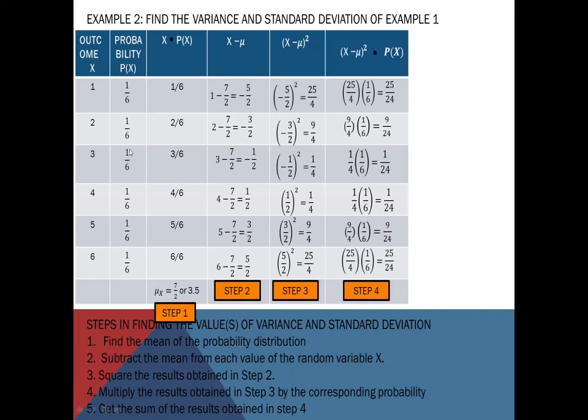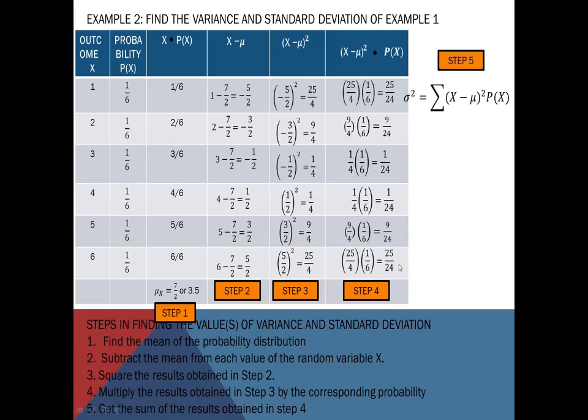Now, we are in the last step for finding the variance and standard deviation. We need to get the sum of the results obtained in step 4. The sum is the result of adding, so we add all the results from step 4. You just get your calculator, class, and add: 25 over 24 plus 9 over 4 plus 1 over 24 plus 1 over 24 plus 9 over 24 plus 25 over 24.